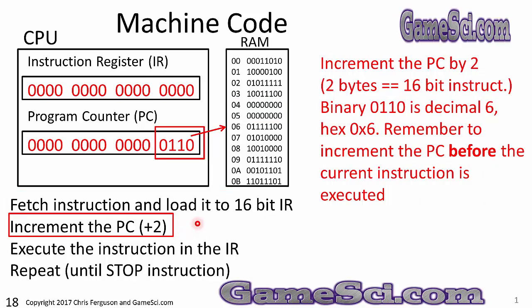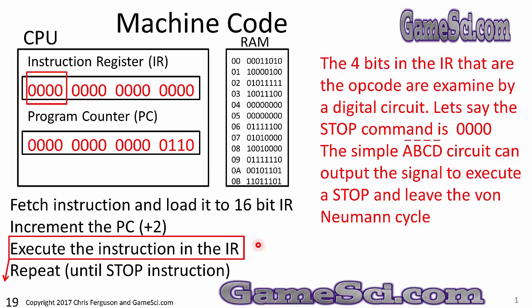Increment the PC by 2. 2 bytes equals one 16-bit instruction. Binary 0110 is decimal 6 or hex 6. Remember to increment the PC before the current instruction is executed. Execute the instruction in the IR. Execute the instruction specified by this opcode right there.